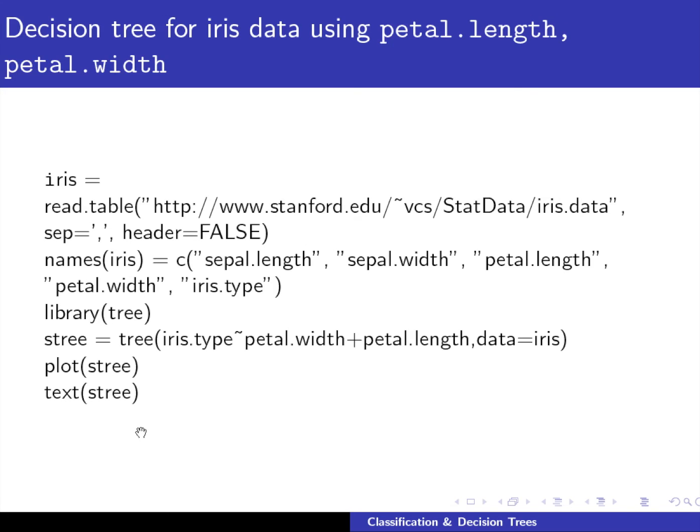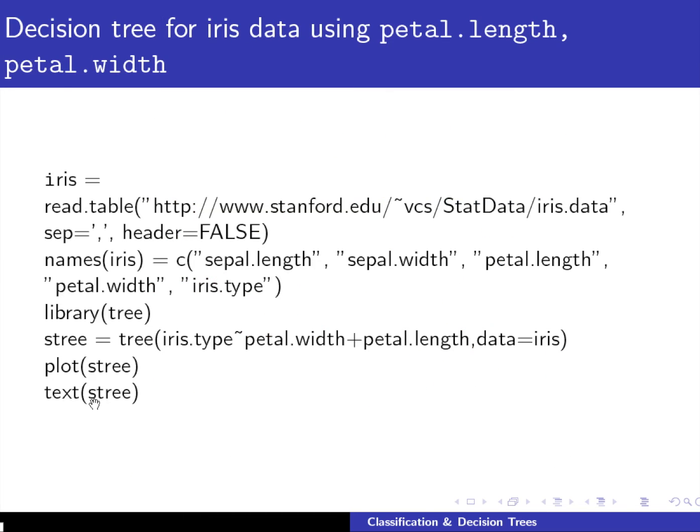You could predict on fewer variables, for example. So this is almost exactly the same code. We go through the same things, library(tree). But here, what I'm doing is saying, for the tree command, predict iris.type based on petal width and petal length. The tree command can use petal width and petal length to build the tree. It's not going to use sepal width or sepal length. And again, data equals iris. And we can plot the tree, and we have text.